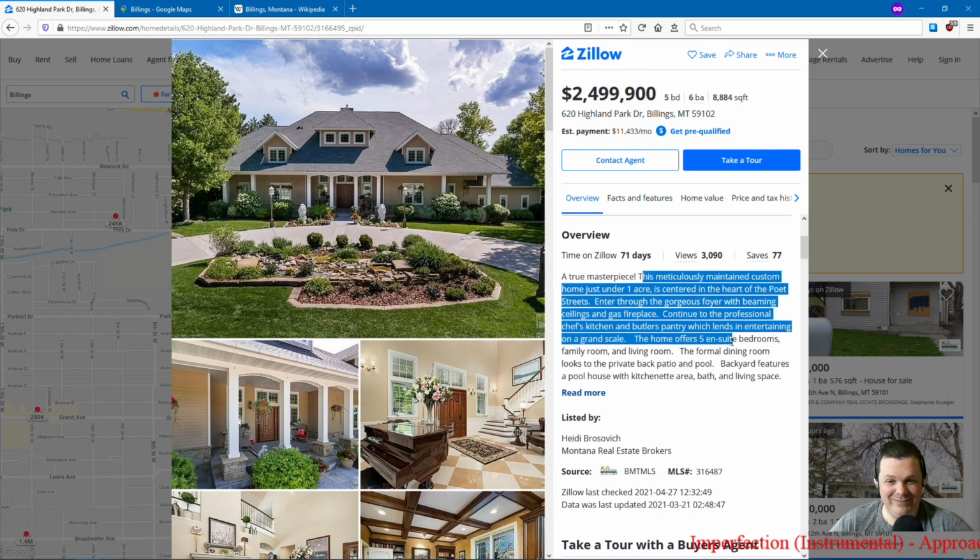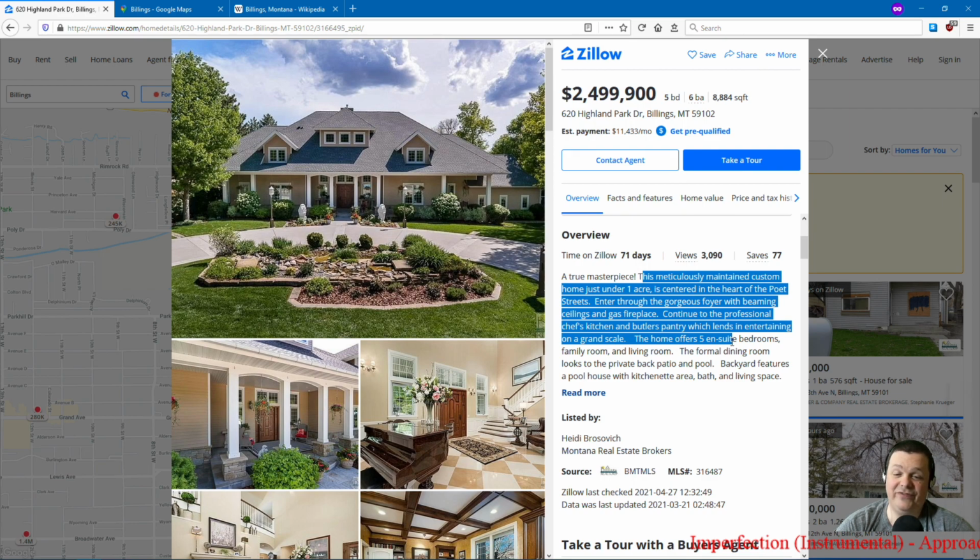It's a meticulously maintained custom home just under 1 acre. Is centered in the heart of Poet Streets. Okay, sure. That's like a neighborhood or something. Enter through the gorgeous foyer with beaming ceilings. Beaming ceilings? What? And gas fireplace. Continue to the professional chef's kitchen. Yeah, we'll find out. And butler's pantry, which lends to entertaining on a grand scale.